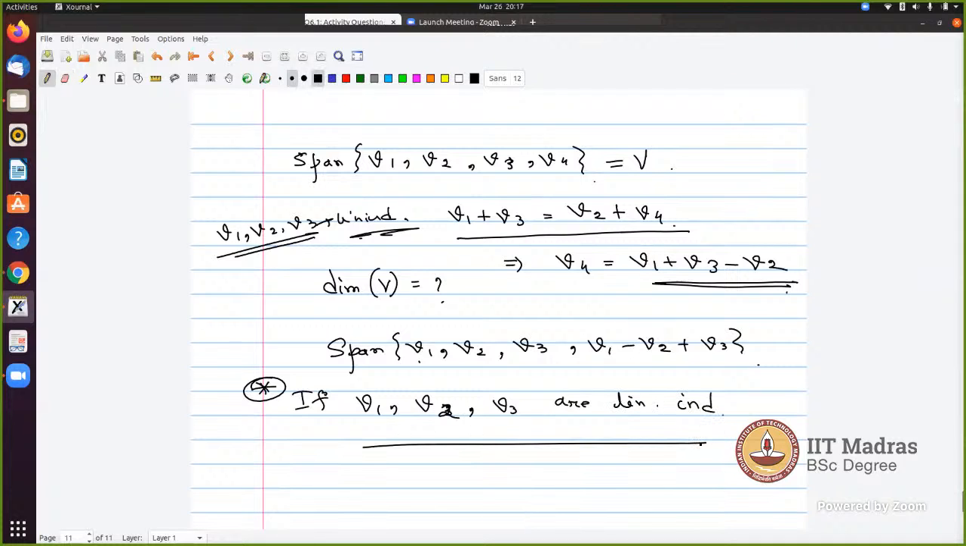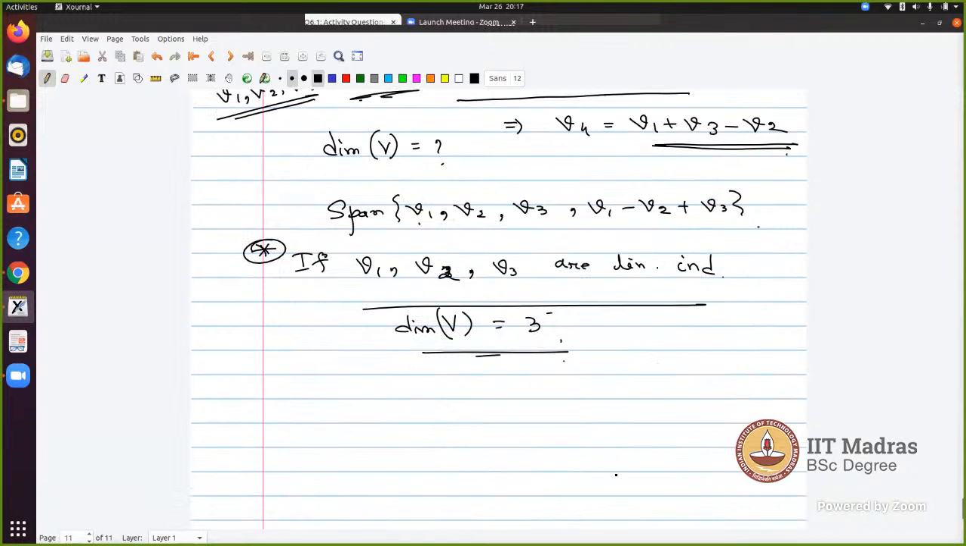then the dimension of this V is 3. Correct? Because the span of this set is basically the same as the span of these 3 elements V1, V2, V3. Right? Is it clear? Yes, sir.